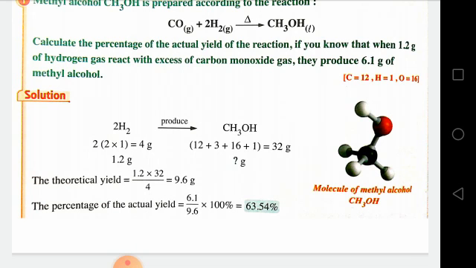By applying the mathematical equation which was written before, we can calculate the percentage of the actual yield by the division of 6.1 over 9.6 and multiplying the product by 100. So the percentage will be 63.54%.